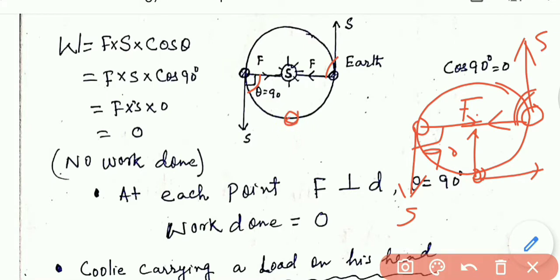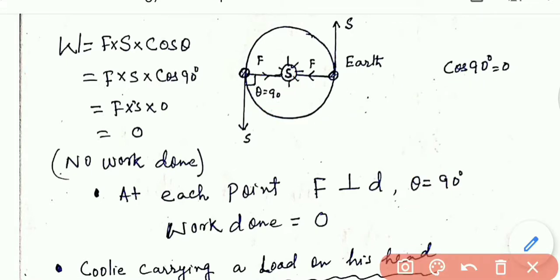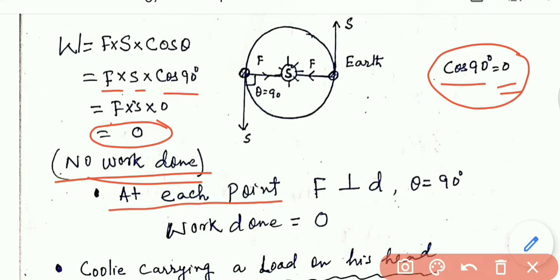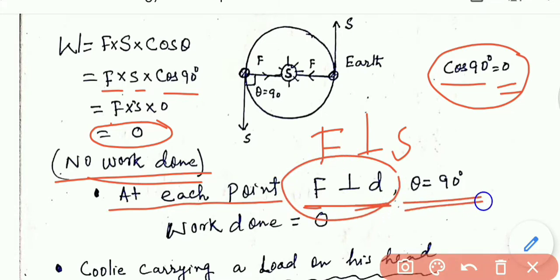If the earth rotates from that point, then as I said, the direction of the displacement is that direction, and the force is along the radius in that direction. So at each and every point theta will be 90 degrees, and we know cos 90 equals 0. Then put the value in F s cos 90, that is F s times 0, so the work done is 0, no work done. If a body is moving in a circular path, at each point the force F is perpendicular to the displacement s, both are perpendicular, they make an angle theta with cos theta equal to 0, so there is no work done.